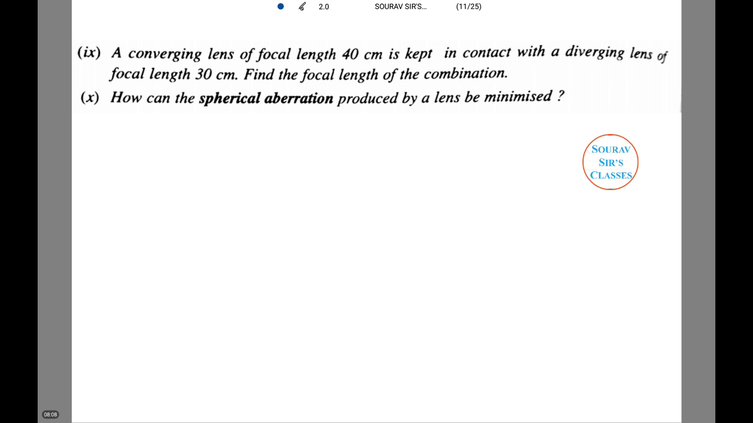In the first one, we have a converging lens of focal length f equals 40 cm, which is kept in contact with a diverging lens of focal length f dash 30 cm. We need to find the focal length of the combination. Let's see how to do this.